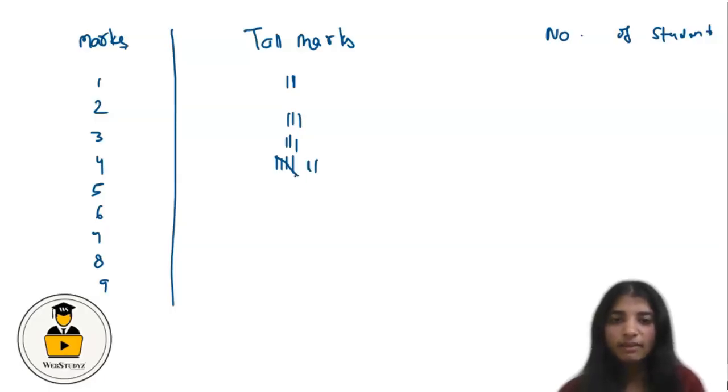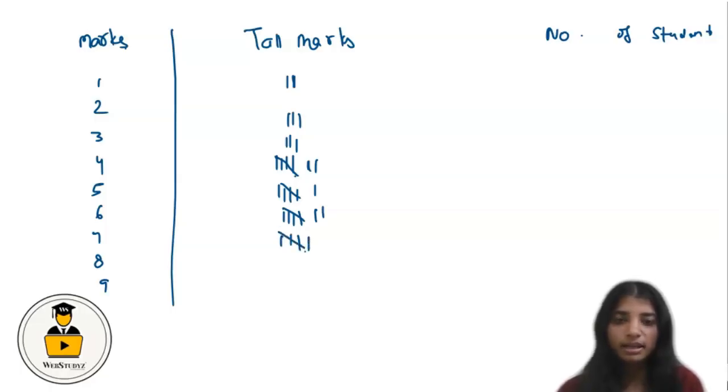In the same way, when we look at the table, we find that 7 students have 5 marks: 1, 2, 3, 4, 5, 6 and 7. And for the students who have mark 6, when we look at the table, we find that 6 students have 6 marks: 1, 2, 3, 4, 5 and 6. When we look at the table, 7 students have 7 marks... we find that 5 students have 7 marks.